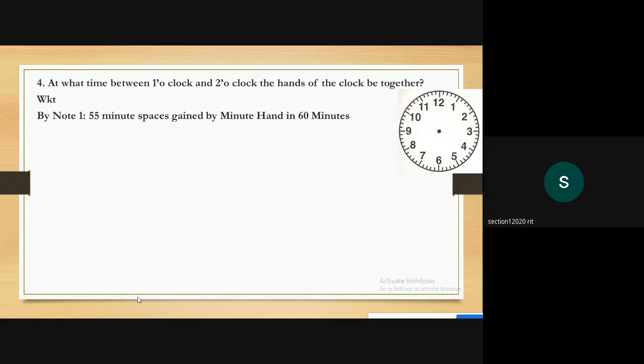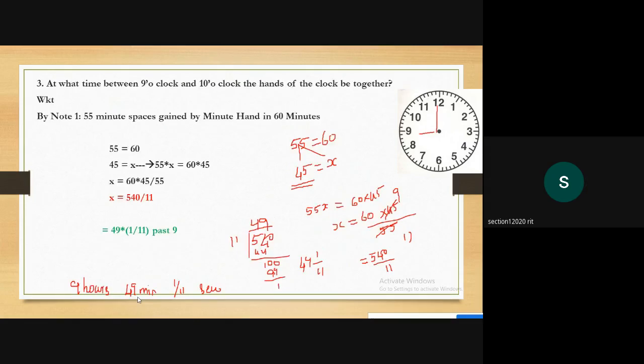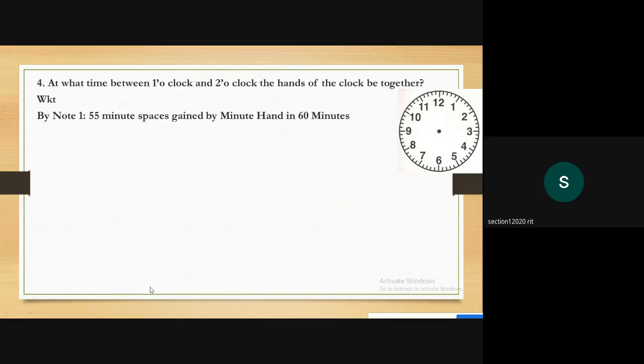This is how you can check whether your answer was correct or wrong. So this is how we have to do it. So I'm having 2 more problems. We can try to complete it. Okay. So at what time between 1 o'clock and 2 o'clock the hands of the clock to be together? So 1 o'clock and 2 o'clock. So this is my 1 o'clock and this is my 2 o'clock.